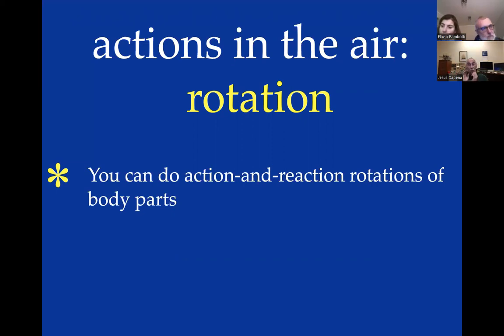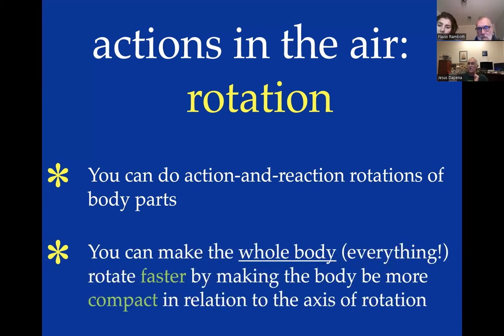But in regard to rotation, there's another kind of freedom that you don't have for translation. In rotation, you can make the whole body rotate faster, everything rotate faster, by making the body more compact in relation to the axis of rotation. If you have been in some physics lecture recently, that is called reducing the moment of inertia. So we're going to look at one example of this.